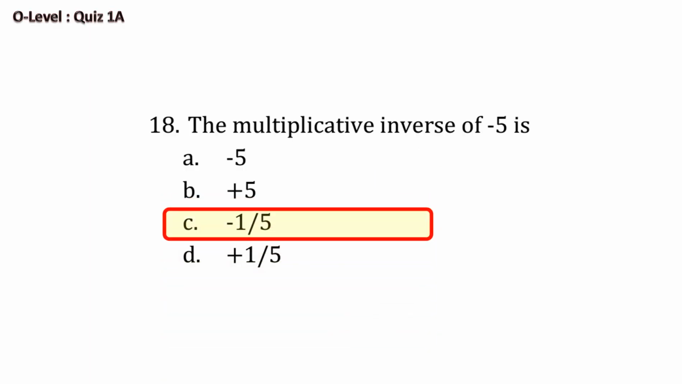Question 18, the multiplicative inverse of minus 5 is... Note that the multiplicative inverse is just the same as the reciprocal of that number. And when you multiply a number by its multiplicative inverse, the result should be equal to 1. So 1 divided by minus 5 gives us minus 1/5. And this is the multiplicative inverse of minus 5.